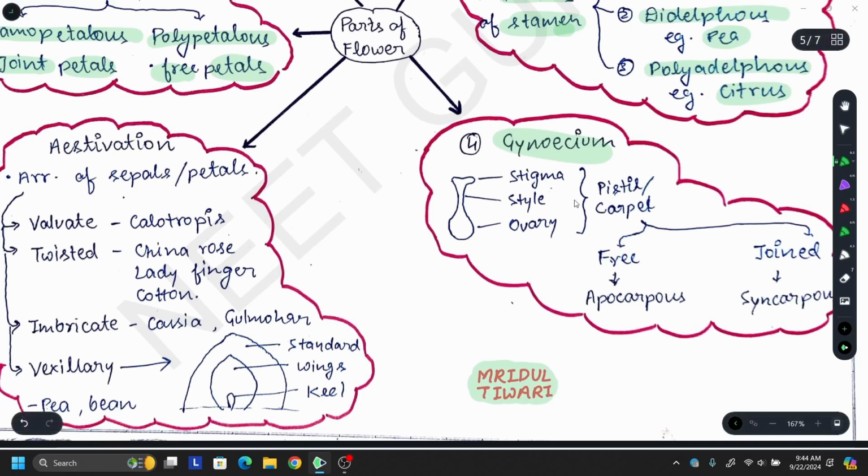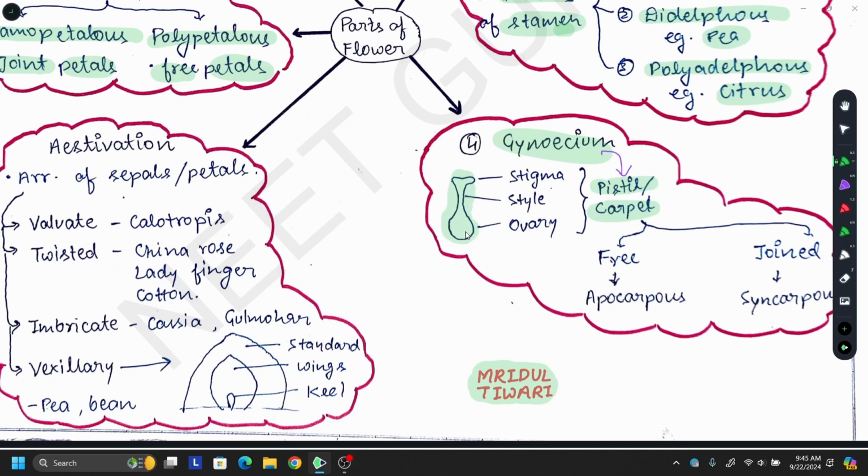And now coming to gynoecium. The unit of gynoecium is carpel or pistil. Okay. So pistil and carpel both are the same thing. You can say pistil, you can say carpel. They don't have much of a difference at our studying level. Okay. So the unit of gynoecium is carpel or pistil. Now, the structure of carpel or pistil is something like this.